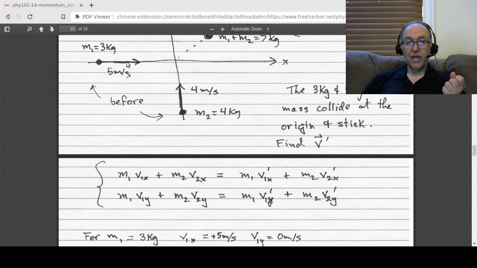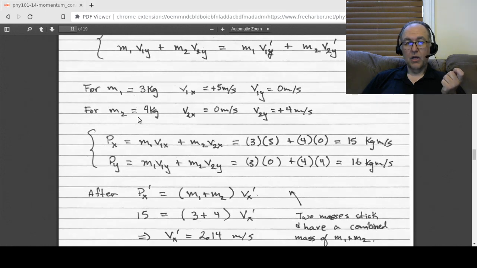The velocity is moving in the positive x direction. The velocity here is moving in the positive y direction. So it's positive 5 meters per second and positive 4 meters per second for the x and y components respectively. All right, so here we had the 3 kilogram. v1x was positive 5 meters per second, and there was no y component for v1.